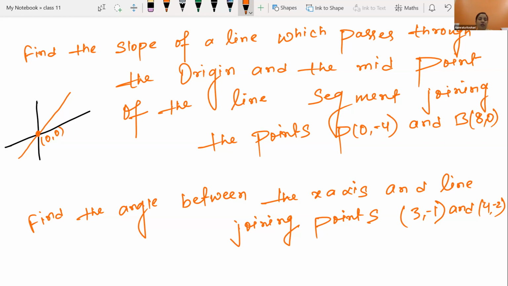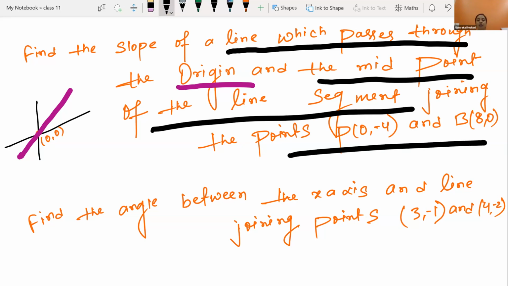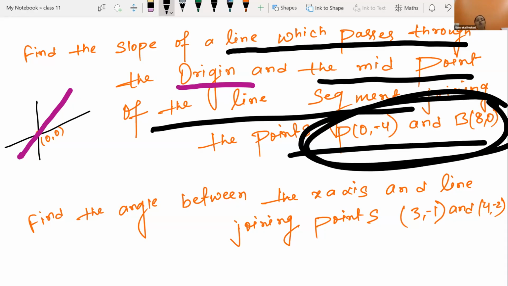Yes. Okay, so our line is passing through the origin. That means for finding the slope, we can use the origin's coordinates 0, 0 and the midpoint of the line segment joining the two points. The line is also passing through the midpoint of these two. The purple line which I have drawn is passing through the midpoint of these two. Can we find the midpoint of these two?